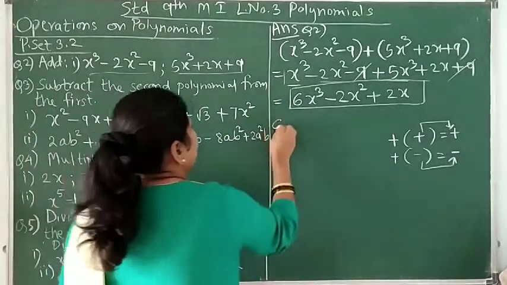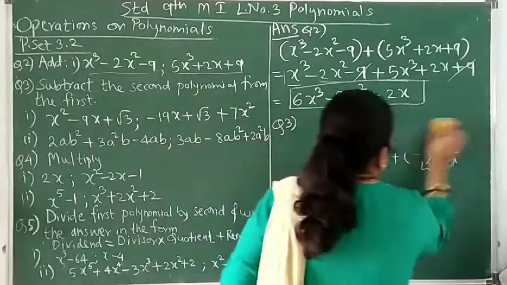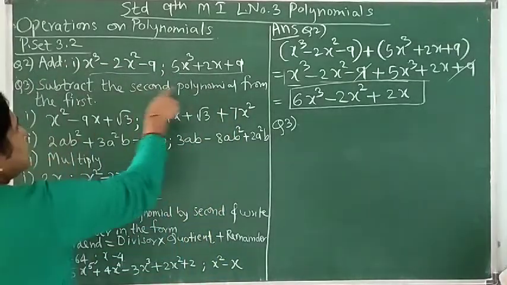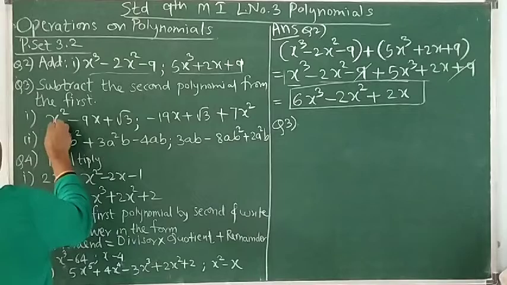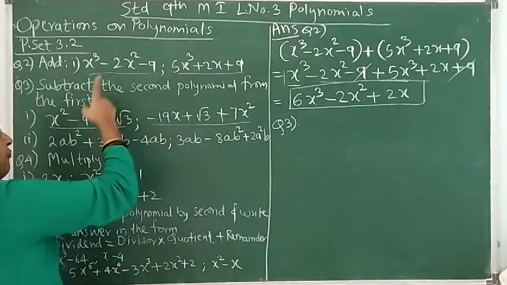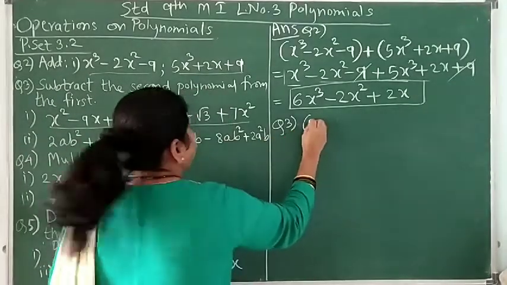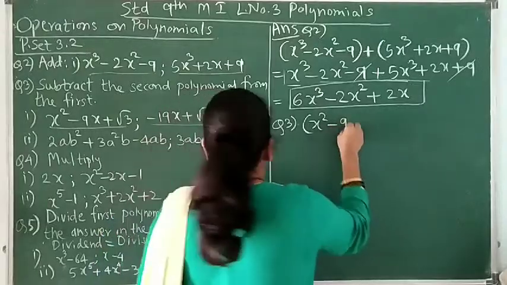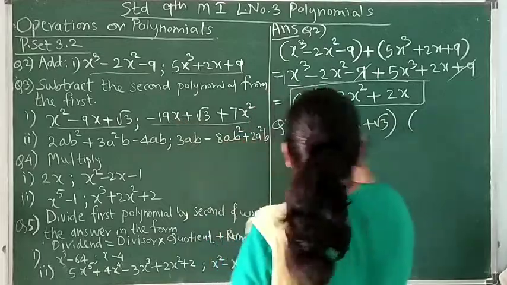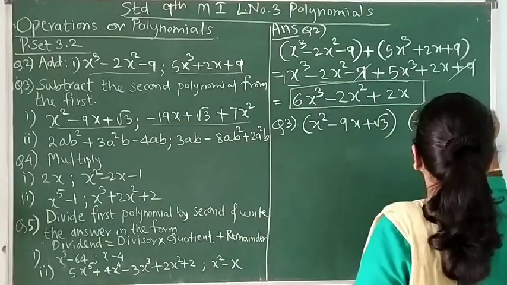Now let's go to question number 3, which is subtraction. Subtract the second polynomial from the first. Here this is the first polynomial and this is the second polynomial. You have to subtract the second polynomial from the first. So first we write the first polynomial: x squared minus 9x plus square root of 3. In another bracket, it is minus (19x plus square root of 3 plus 7x squared).